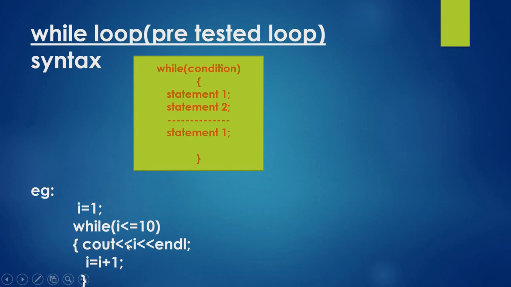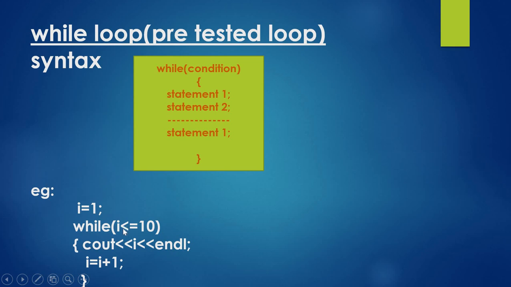So in the while loop there should be three things: initialization, condition, and increment or decrement. If the condition is true, this block of statements will execute. If the condition is false, it will exit from the while loop. For example, the initial value of i is 1, while i <= 10. 1 is less than or equal to 10, so it will print 1. After that i = 1 + 1, that is 2. 2 is less than or equal to 10, so it will print 2. That is, it will print 1 to 10.